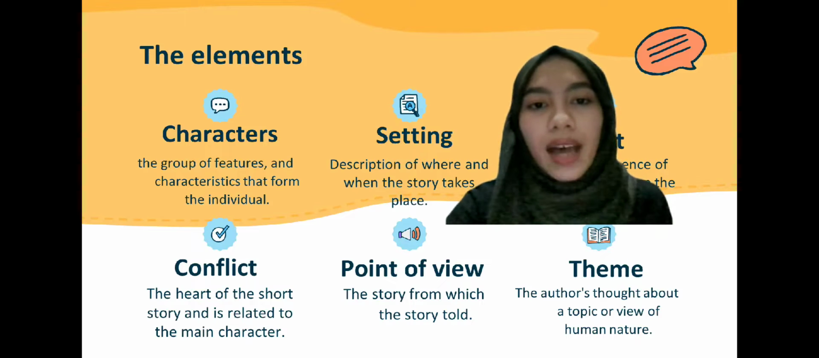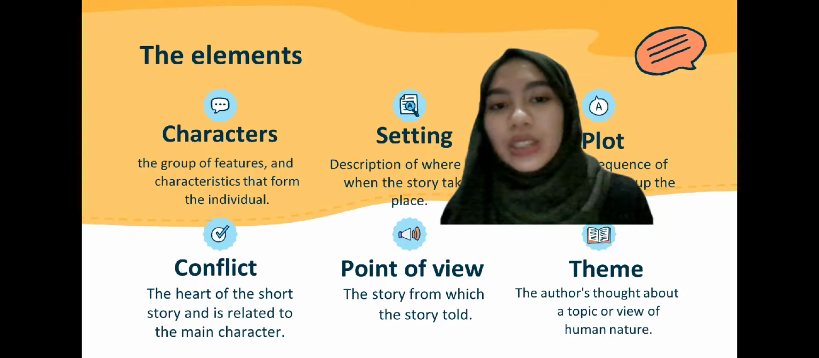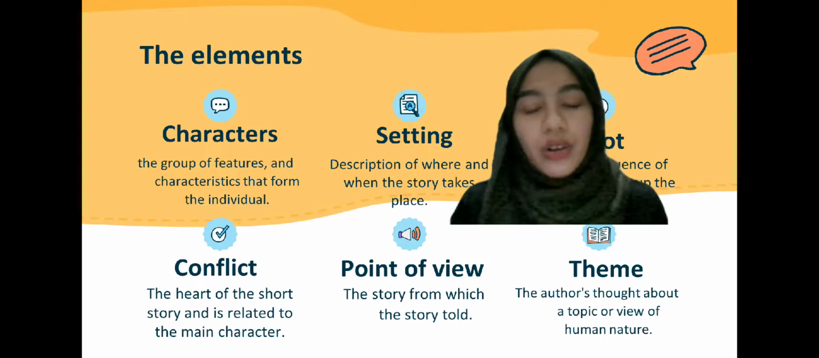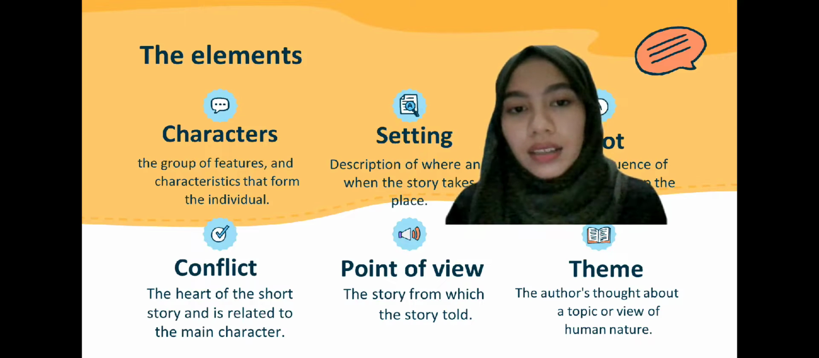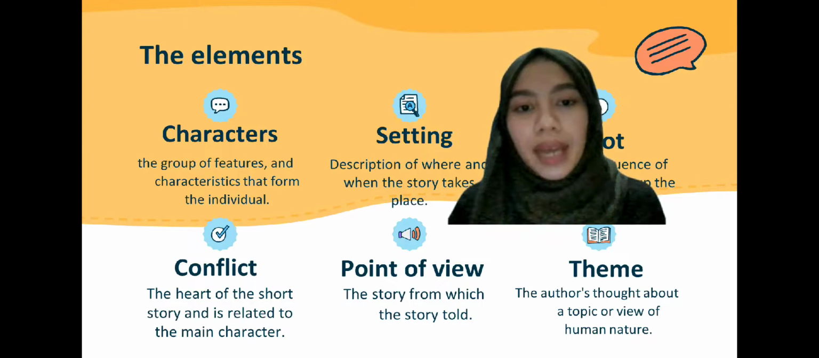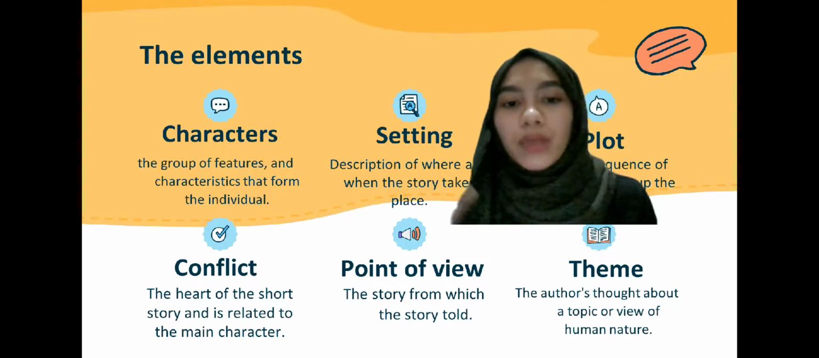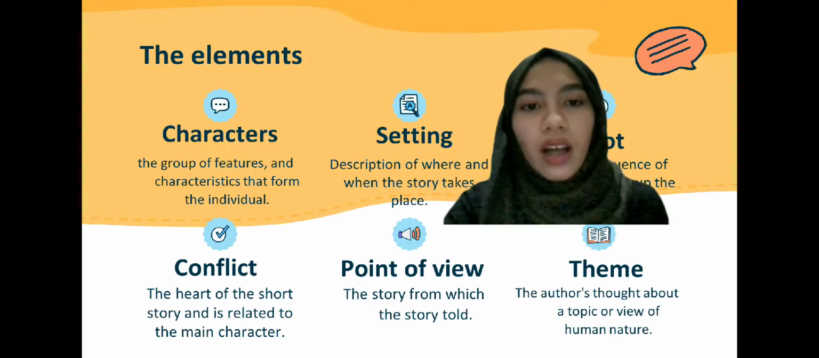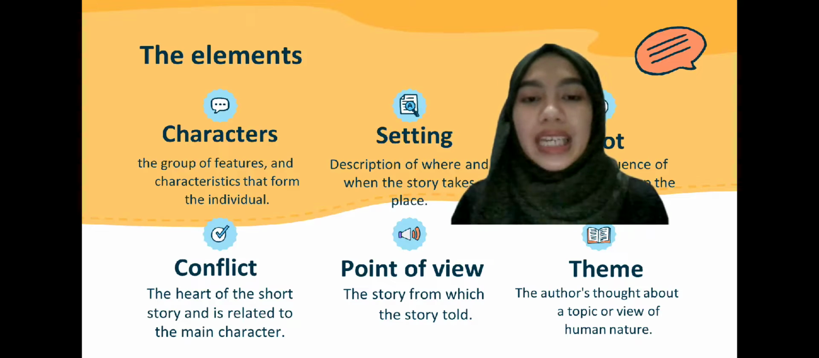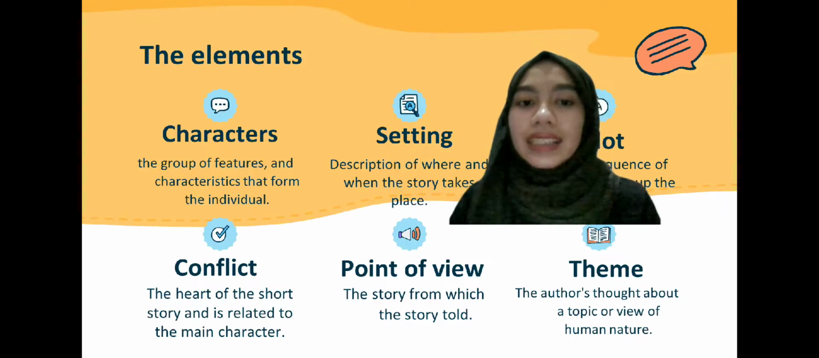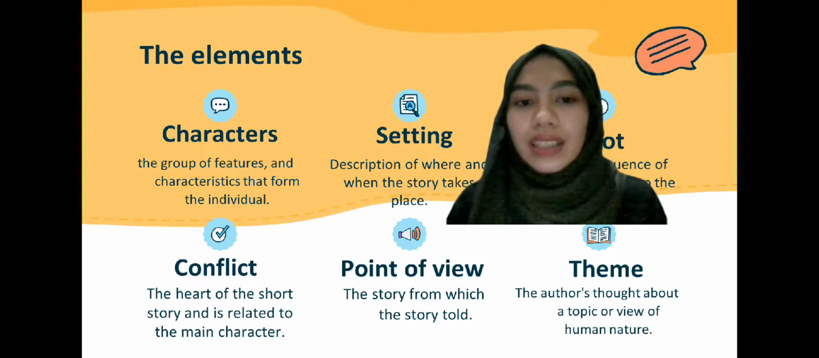Plot is what happened in the story and the sequence of events in the story. And morals are the lessons the authors want the main character to learn from the story. In the theme, the whole story, that is the events of the story, illustrate the theme, and the lesson you learn relates directly to the theme.